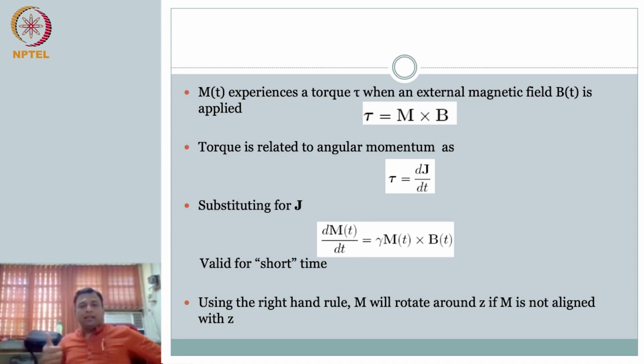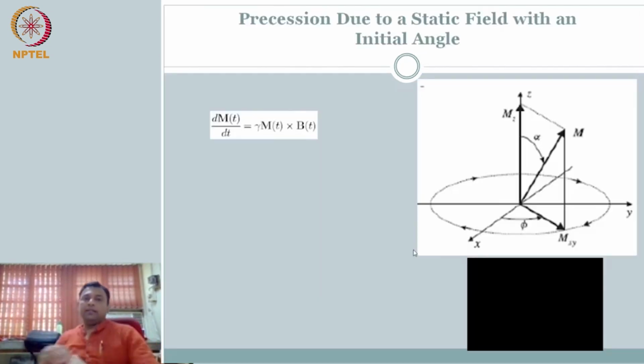So using the right hand thumb rule, we can say M is rotating around z if it is not aligned with the z direction. So this is the z direction. It is rotating around the z direction, right? This is what we have so far. Now let's describe this in a little more detail. What we are talking about is describing this precession due to the static field, right?